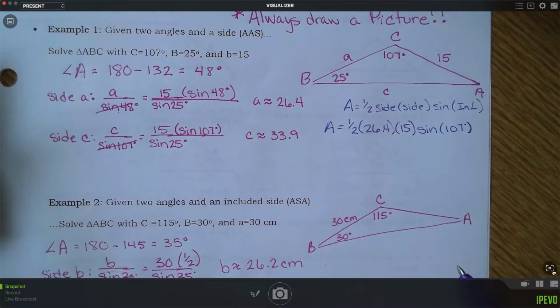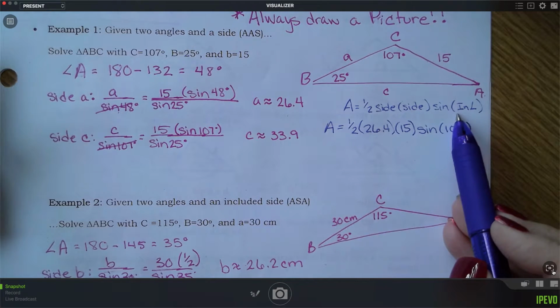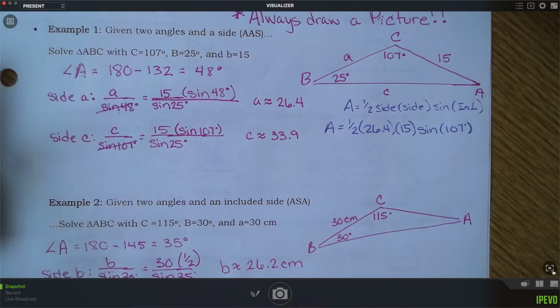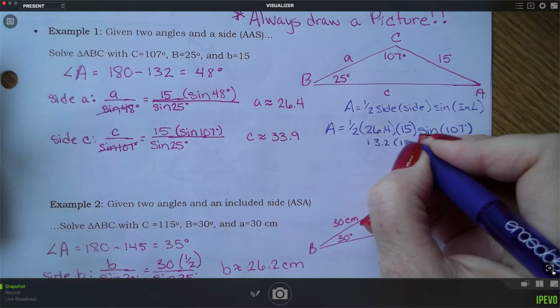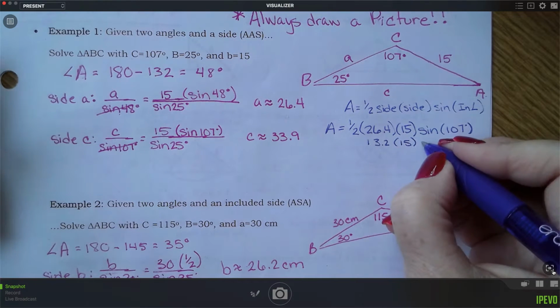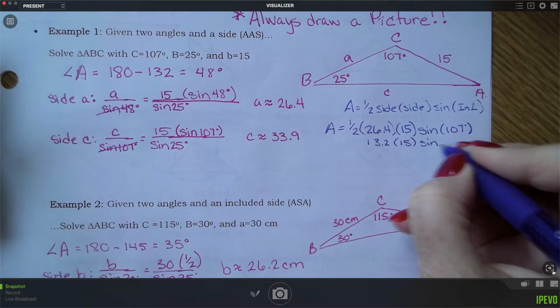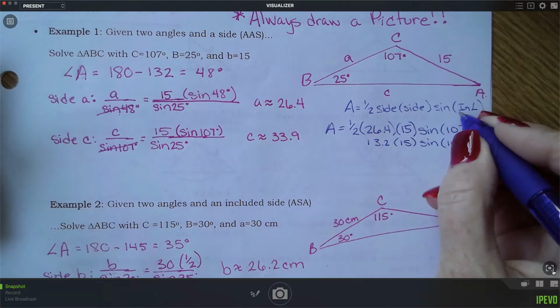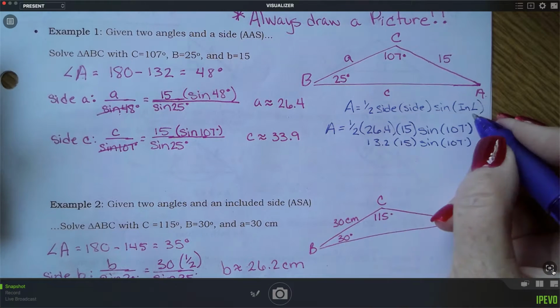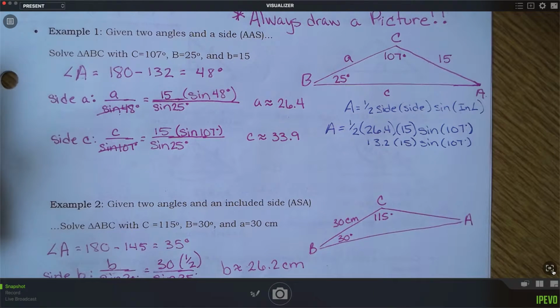We don't have to write the side. No, you don't have to write that. I just wrote that so we could see it. Side, side, included angle will be every time you use this formula. Okay, so what do you guys get?